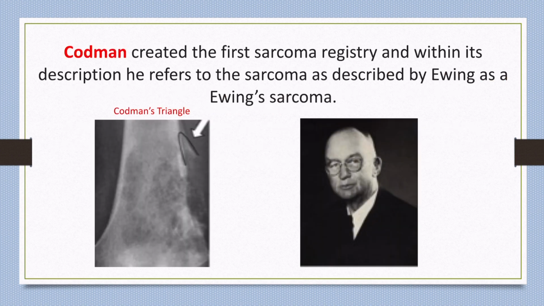Codman created the first sarcoma registry, and within its description he refers to the sarcoma as described by Ewing as a Ewing sarcoma. Codman would be probably best known for the radiographic finding of a Codman's triangle.